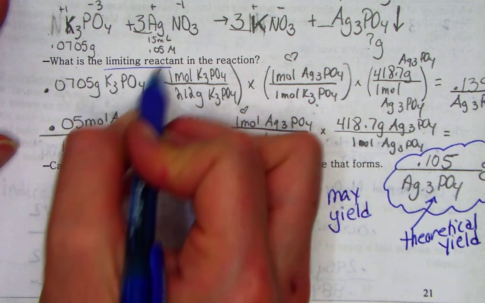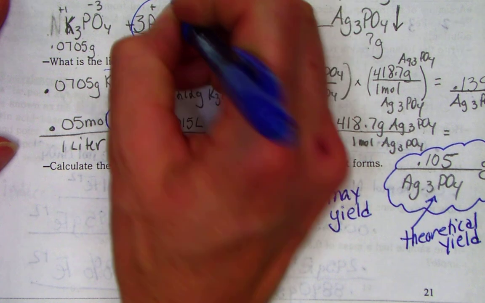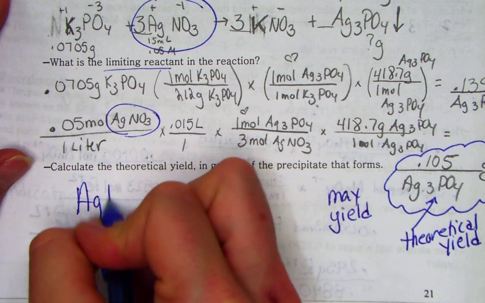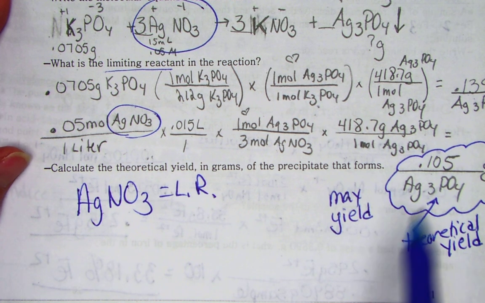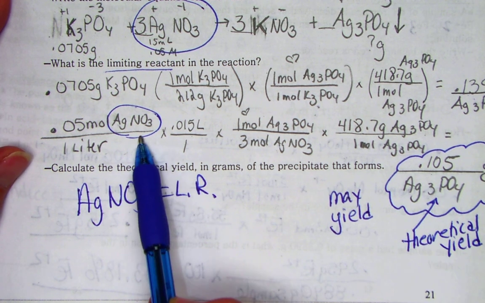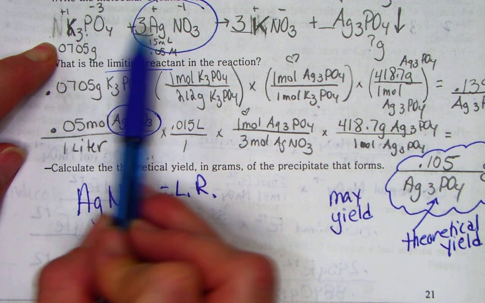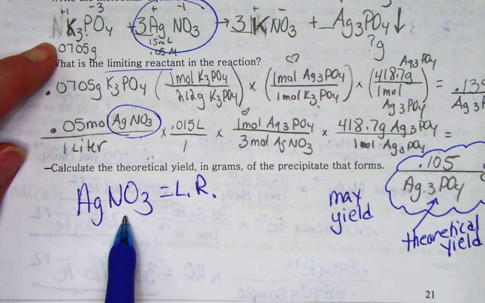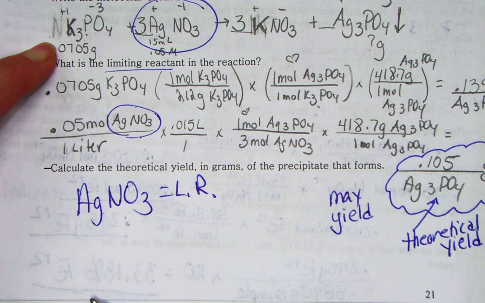And to answer this question, the limiting reactant is the one that gave me the smaller one. Reactants are on the left. The silver nitrate was the limiting reactant. It gave us the smaller of the two answers. Potassium phosphate is an excess reagent. Silver nitrate is the limiting reagent with the maximum yield, 0.105 grams of our precipitate silver phosphate.